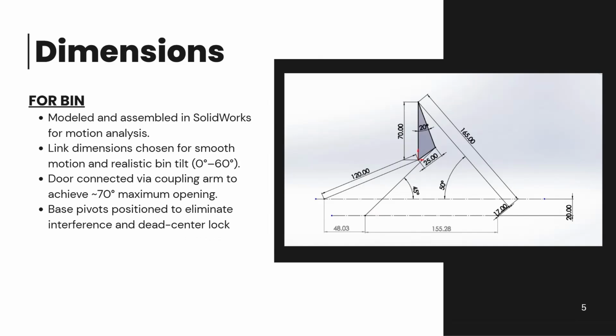This bin mechanism is connected via a coupling arm to the door mechanism. This coupling is designed to translate the bin tilt into the required maximum door opening angle. The base pivot position was strategically selected to eliminate interference and to avoid any dead center locking scenario, ensuring consistent and reliable operation. Now moving to the door opening mechanism.